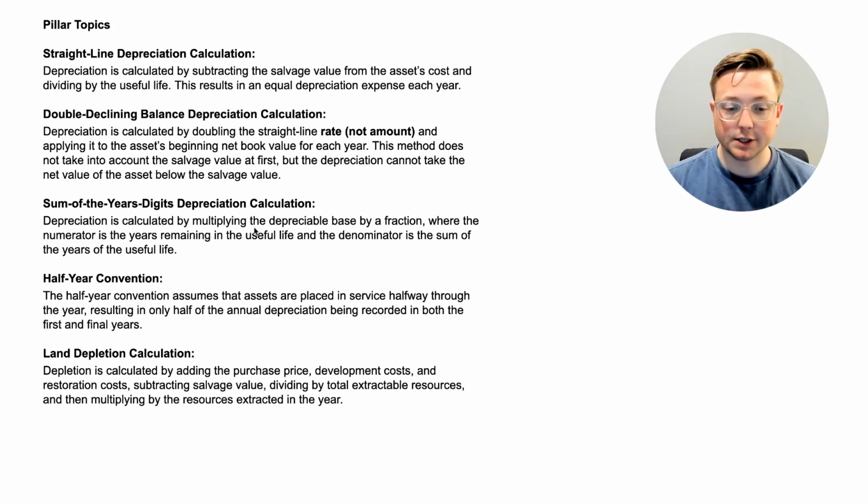And then there's land depletion. Depletion is calculated by adding the purchase price, the development costs, and the restoration costs, and subtracting the salvage value, dividing all that by the total extractable resources that they're expecting to be able to take out. And then you multiply it by the resources that were actually extracted in the year. That's how you calculate how much the depletion expense is for the land in that year. Again, depletion isn't as big of a topic as depreciation or amortization, but it is important to still know how to do it. So that's why we went over it.